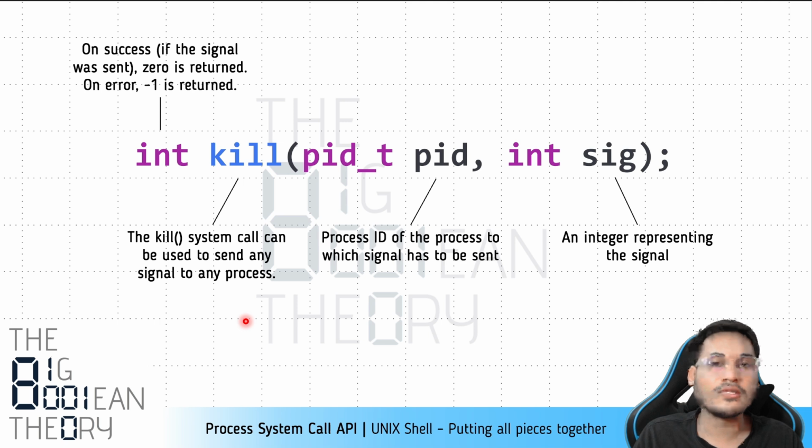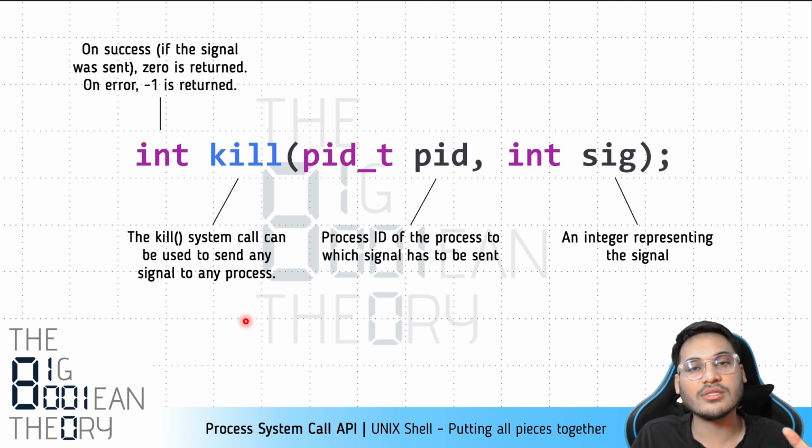And depending on the signal, we have a variety of signals in the Unix system, different actions take place. This is a way for processes to communicate with one another. One process can send a signal to another to take a certain action, right? So this is a method of communication. So what is the kill system call? As we can see, the kill system call can be used to send any signal to any process, right?